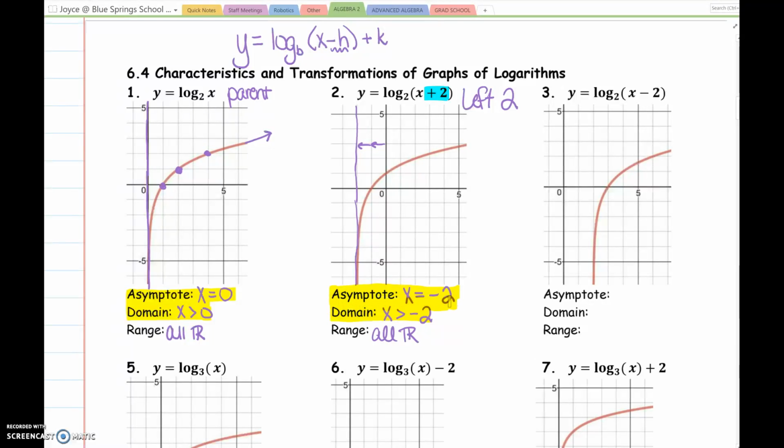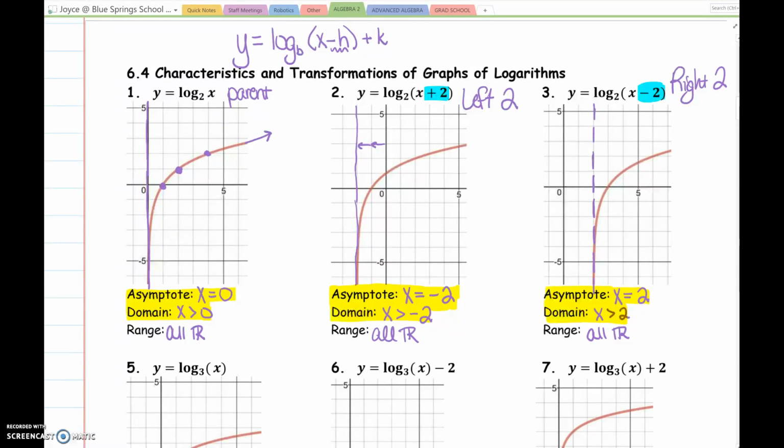I want you to look at number 3 and decide your asymptote, domain, and range. You can also look up here to help you figure out what your asymptote is. The -2 in the parentheses is going to move the graph actually right 2 this time, which puts your asymptote at x equals +2. Our domain is x is greater than +2, and our range is all real numbers. This is a piece of cake. Basically, this is all of our notes today.